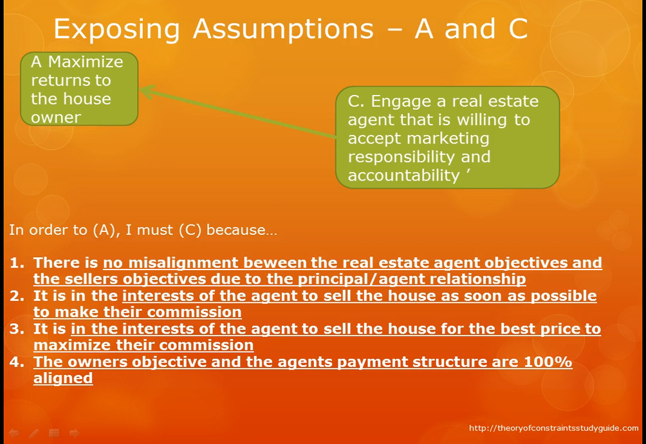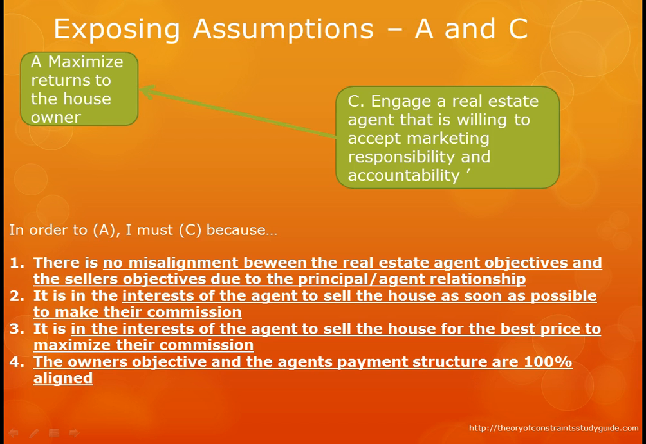Secondly, it's in the interest of the agent to sell the house as soon as possible to make their commission. So this is also an example of an assumption that aligns with the house owner's objective, because the house owner will want to maximise his returns. The house owner maximises his returns when he sells the house as soon as possible. And in conjunction with item 3, which is it's in the interest of the agent to sell the house for the best price to maximise their commission.